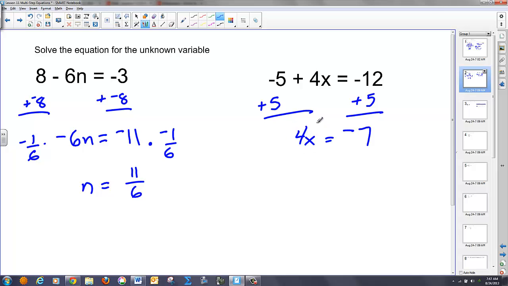Now I have a multiplication of 4 times x is equal to negative 7. I can multiply by 1/4 to both sides. Or if you feel like it, divide by 4 to both sides. That works as well. Negative times a positive is a negative, 7 over 4 is equal to positive 1x.